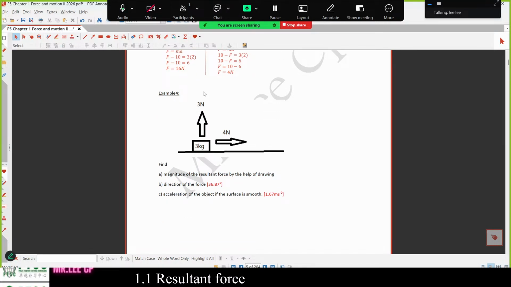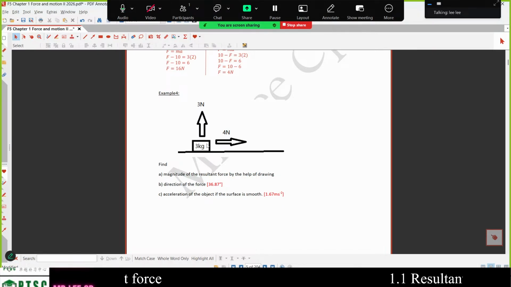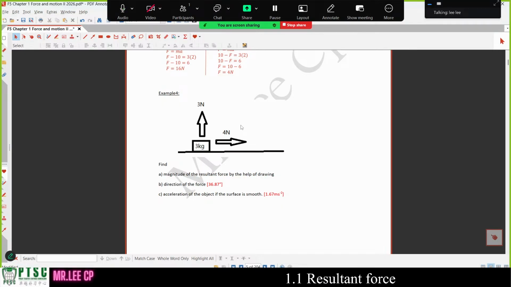Now, this kind of question will less likely come out in SPM because it is kind of hard. But anyhow, I am going to teach you how to do this by using calculation. But in SPM, normally you are going to use measure. Measure is very hard to come out, so I just take one example only.